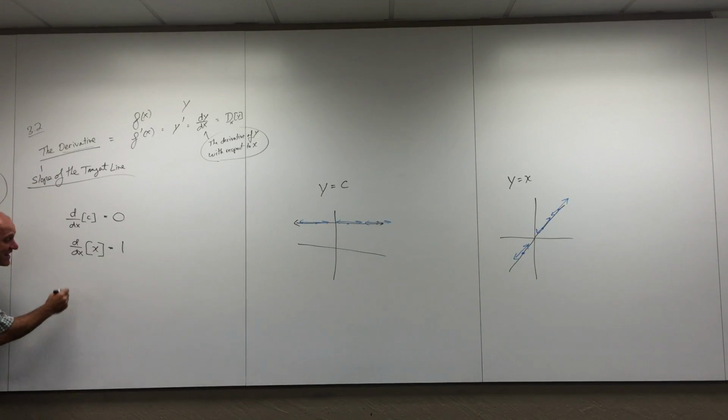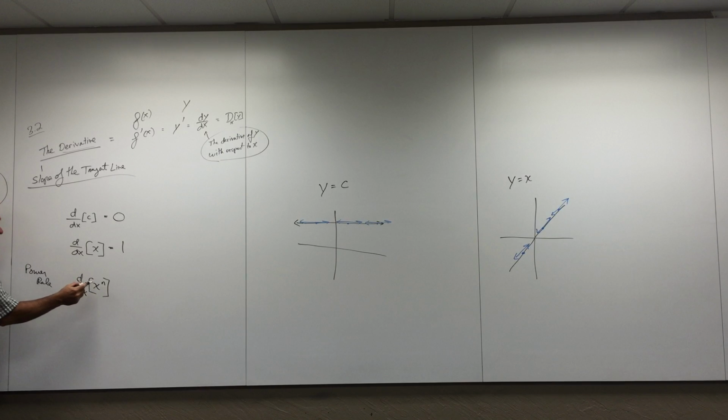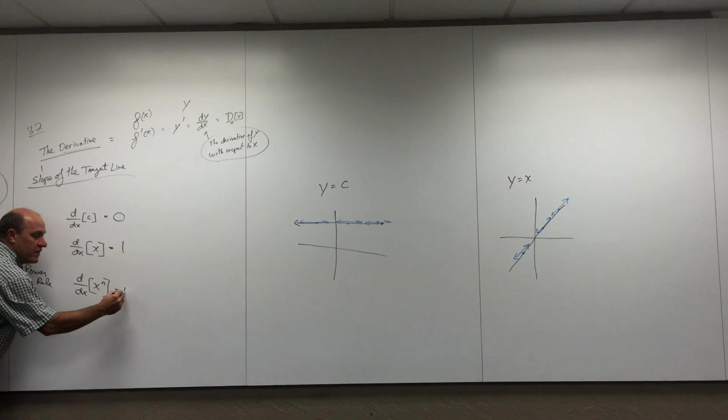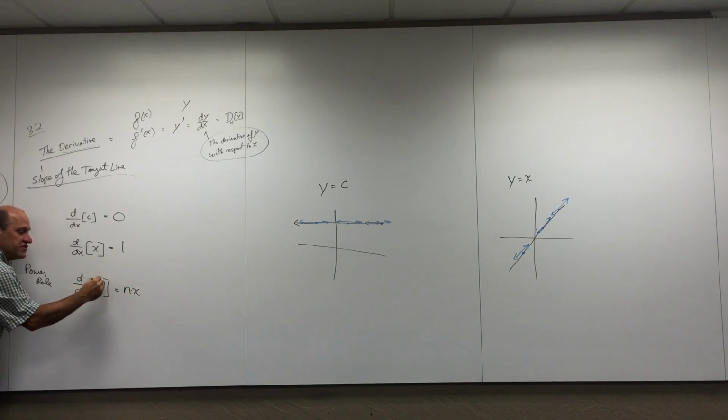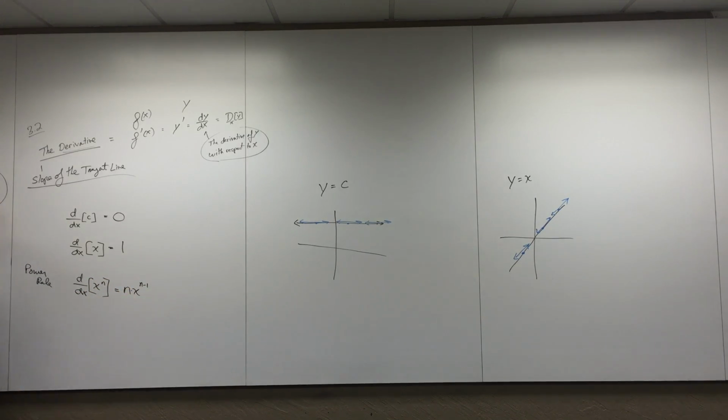This is the main rule of your life. You ready? It's called the power rule. It's the derivative of x to a power n. Here's what the answer is every time: you bring the n down, you multiply it in front, and then you subtract 1 from that n, so n minus 1. That's famous all over the world, ever since 1684.